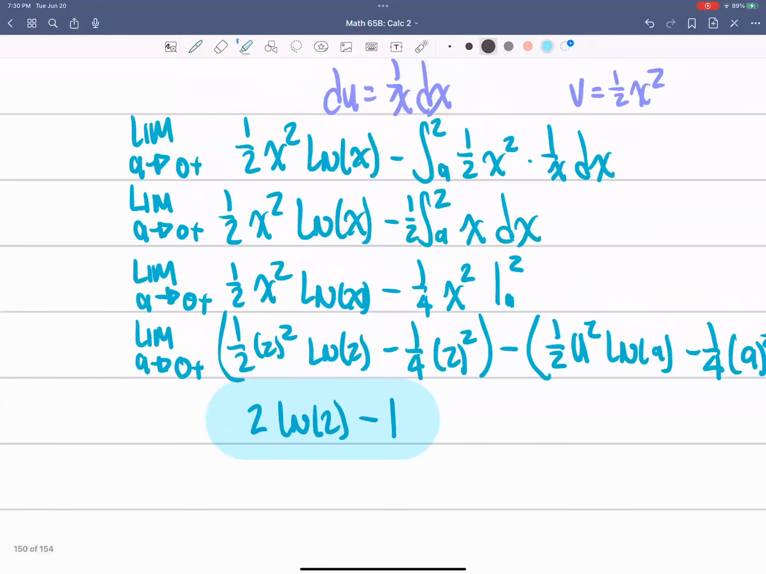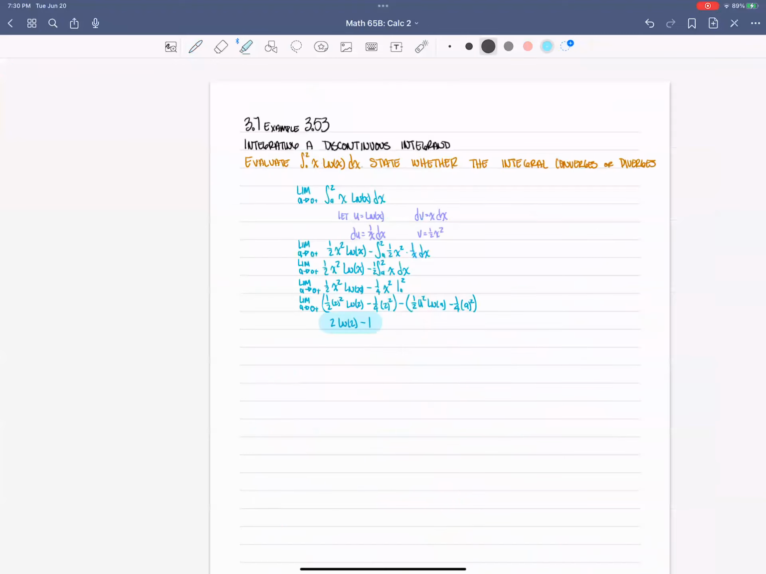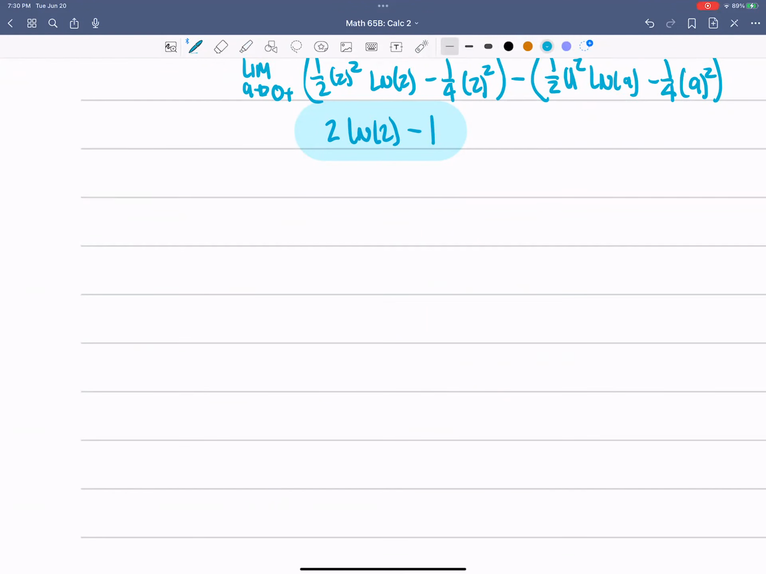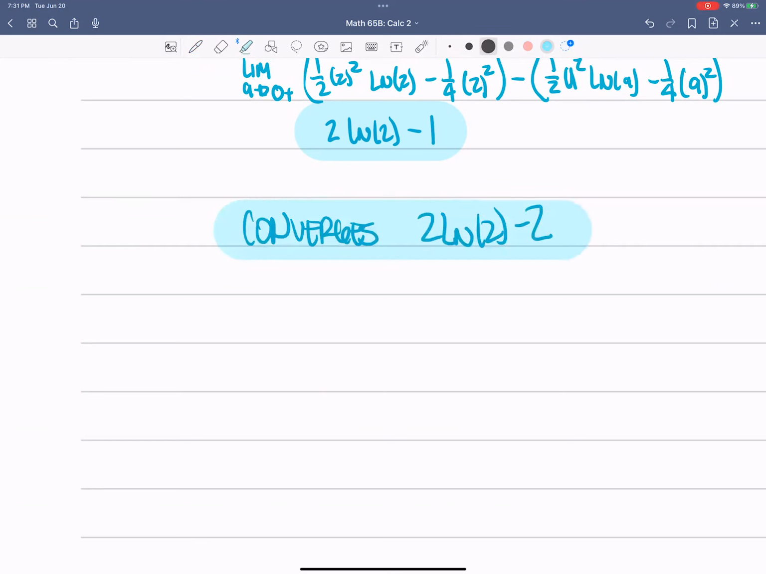And what did they ask? State whether it converges or diverges. So this integral converges to the value of 2 ln of 2 minus 2. And there we go.